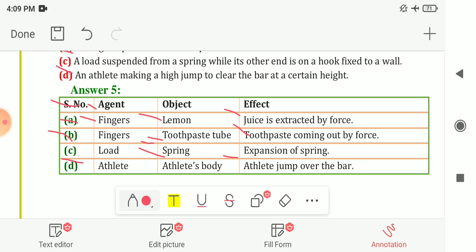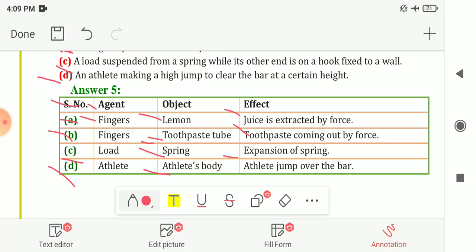Next situation is an athlete making a high jump to clear the bar at a certain height. The athlete is making the jump to clear the bar. So here the factor which is applying the force is the athlete, or you can also say the muscles of the legs, because from that we are jumping. So the muscles of the leg is the agent which is applying the force.